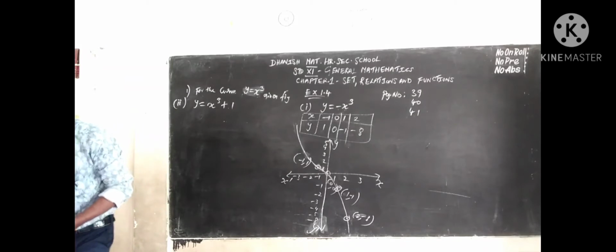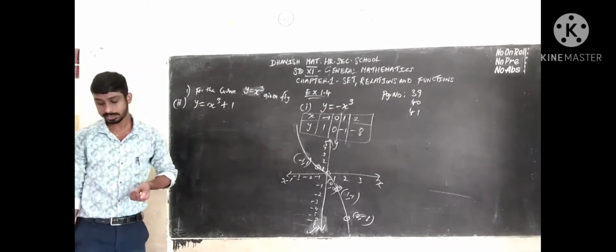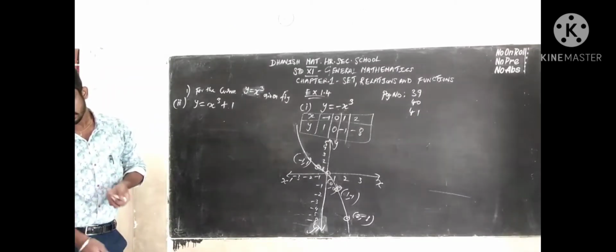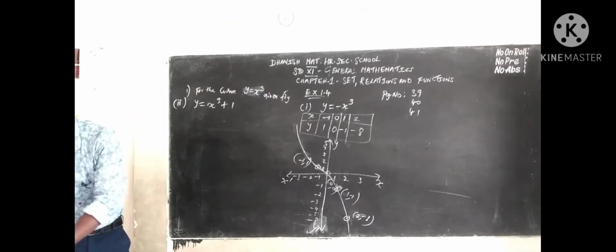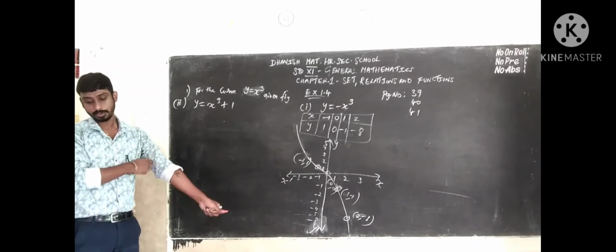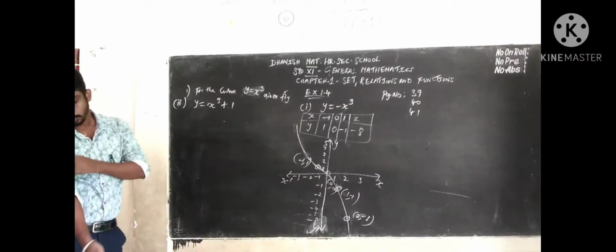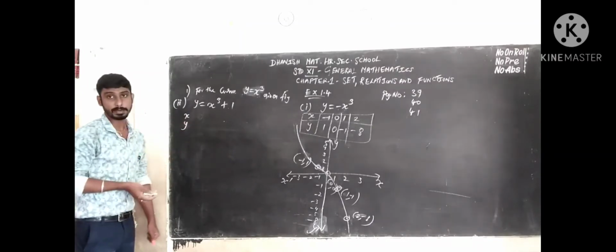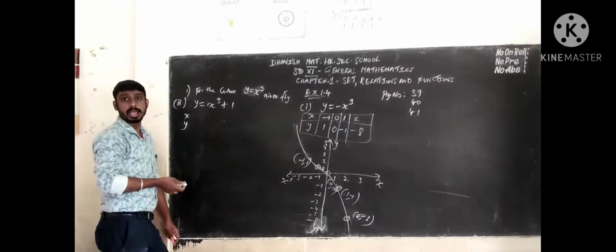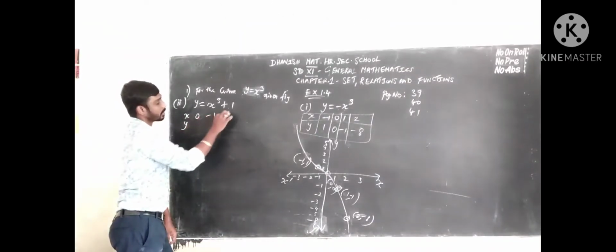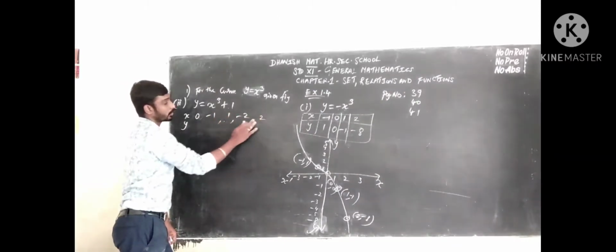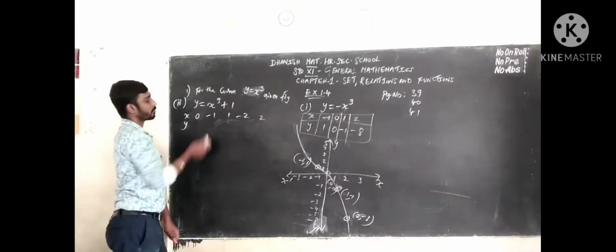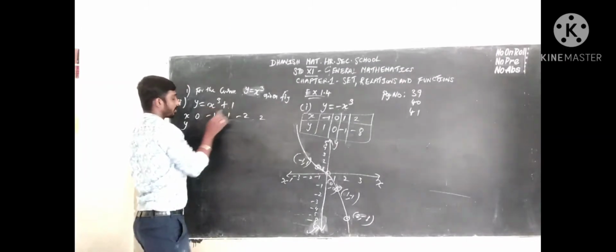What is the question they have given here? x cube plus 1. What is the condition given here for plus c? It causes the shift to the left. Now we are going to apply it. First create a table. So now listen, we are going to create a table: 0, minus 1, plus 1, minus 2, then 2 here. Putting 0 here, you are getting 1.